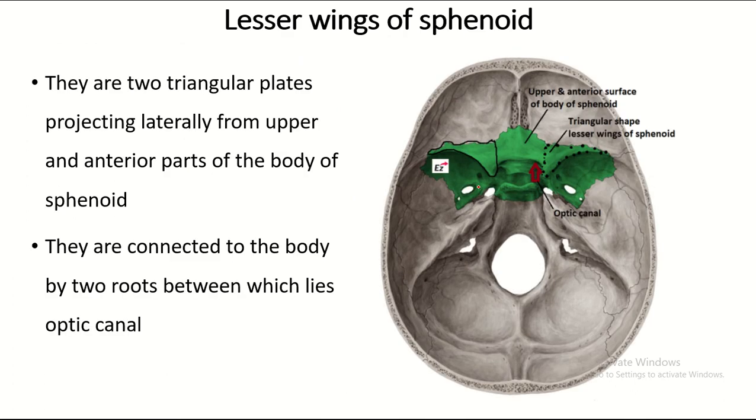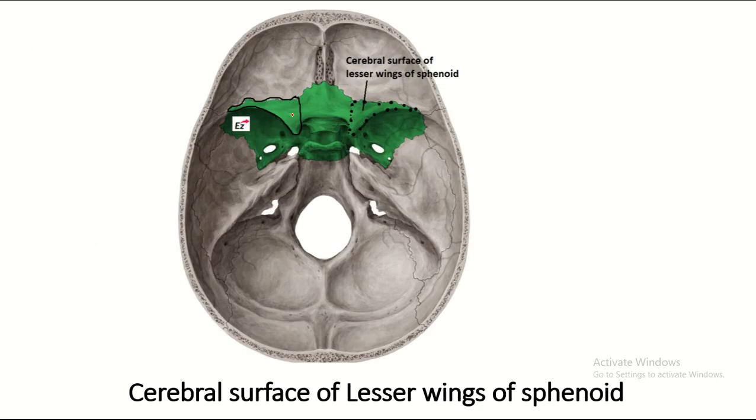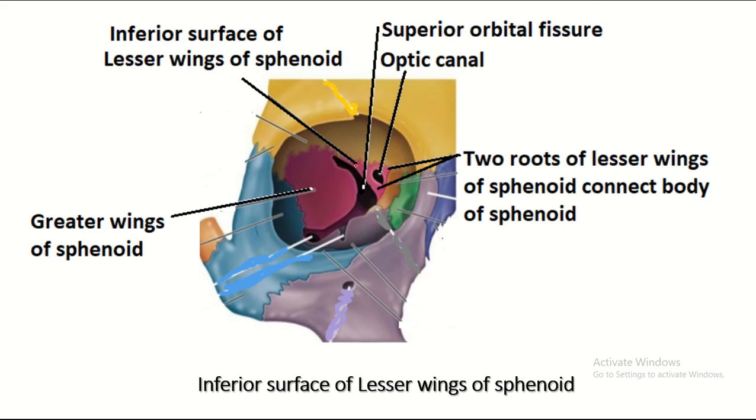Lesser wings of the sphenoid. This is the lesser wing of the sphenoid, triangular in shape, and they connect to the body by two roots. It has two surfaces, cerebral surface and inferior surface, an anterior border and a posterior border. So this is the cerebral surface of the lesser wing of the sphenoid, and this is the inferior surface of the lesser wing of the sphenoid. By two roots it is connected with the body of the sphenoid.